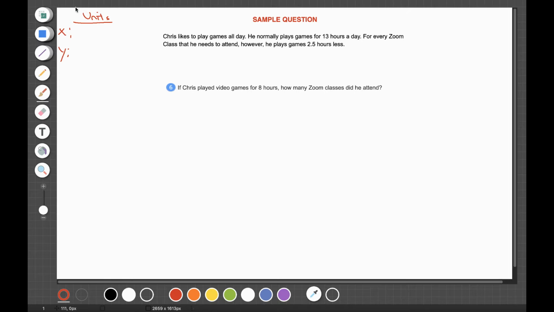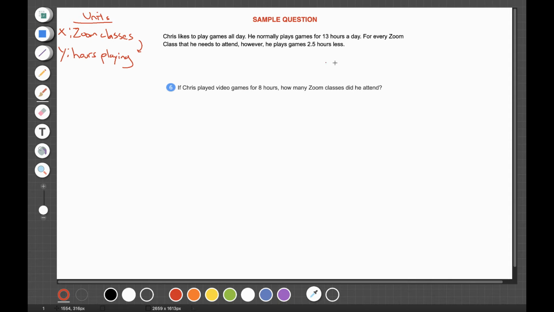But we determined that the X units in this case were Zoom classes, right? Zoom classes. And the Y units in this case were the hours playing video games. And how do we know that? Well, it was because the Zoom classes affects how many hours you get to play video games, right? That's how we know that's the X and that's the Y.